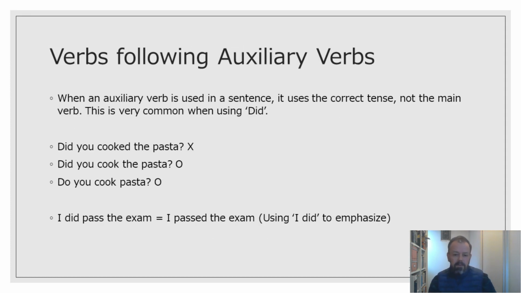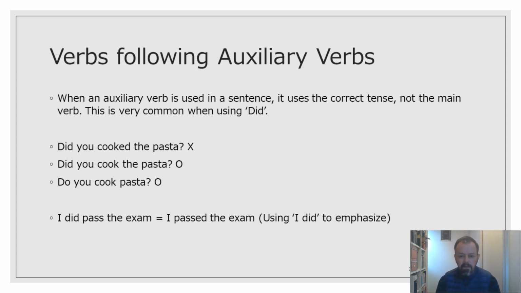And I did say we were going to talk about this a little bit earlier, but verbs following auxiliary verbs. And this was when I was talking about tense consistency, I mentioned this. So when an auxiliary verb is used in a sentence, it's the auxiliary verb which takes the correct tense. The auxiliary verb's tense changes. The main verb's tense does not change.